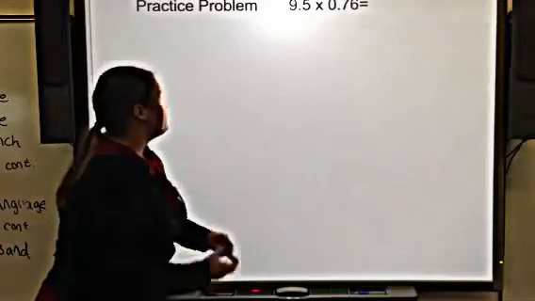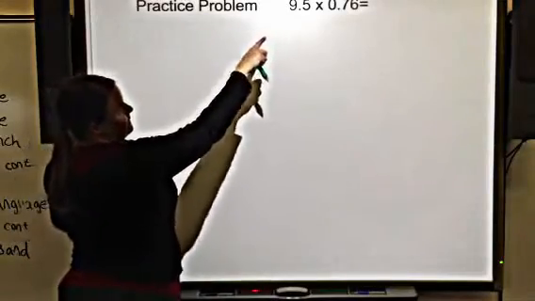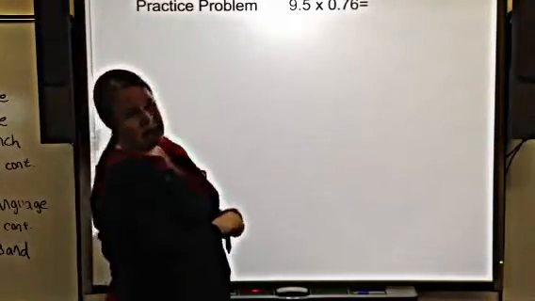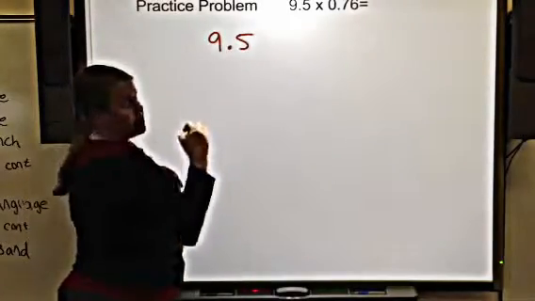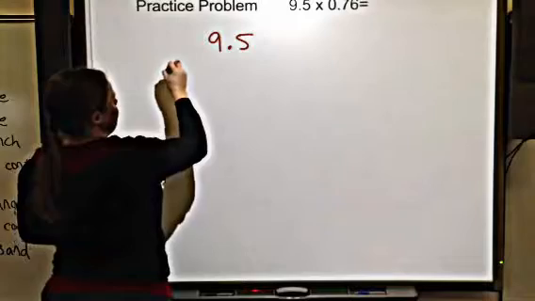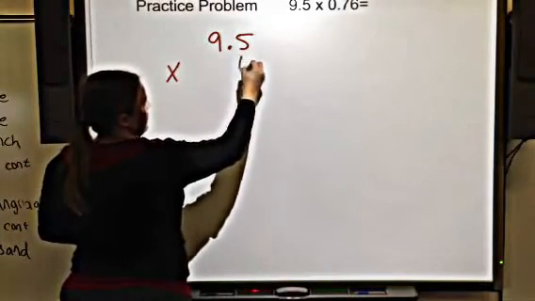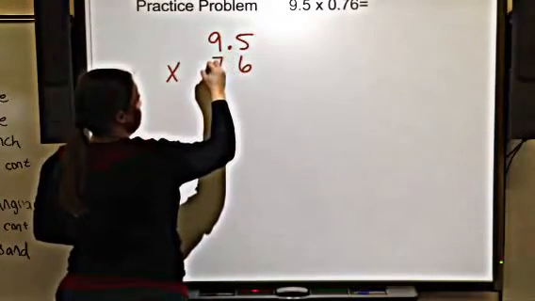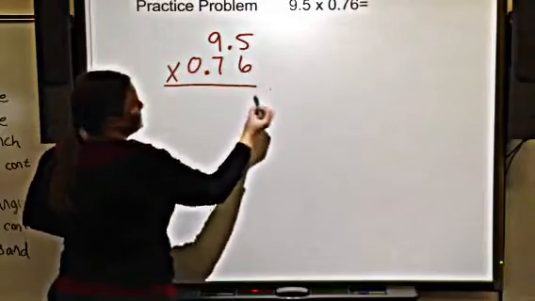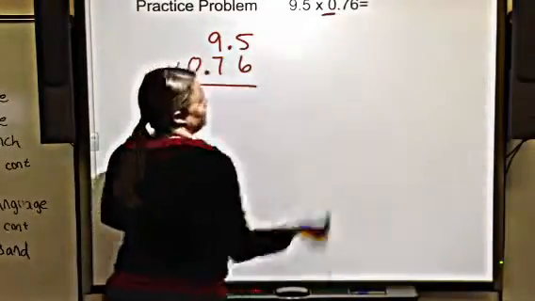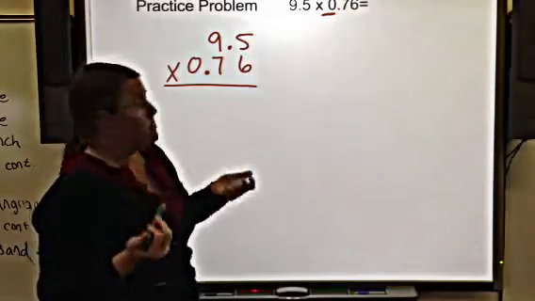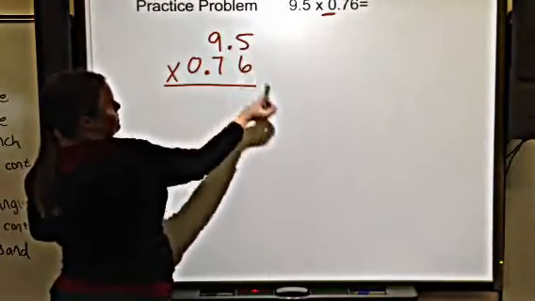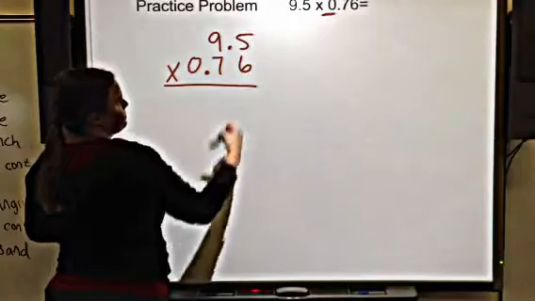Let's do another one. We have 9 and 5/10 times 76/100ths. So write the problem vertically. And again, you're lining up your digits, not the decimal place. It's always a good idea to include that 0 before decimals so people don't think it's a straight mark on your paper. So again, I've got my digits lined up.